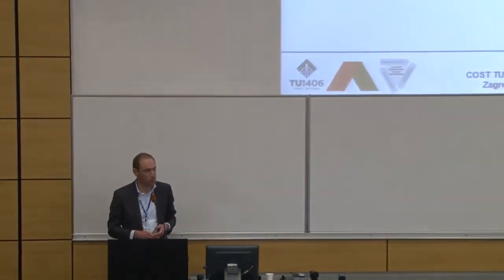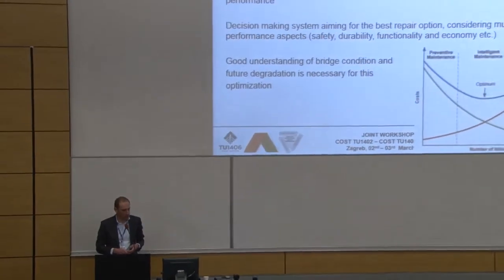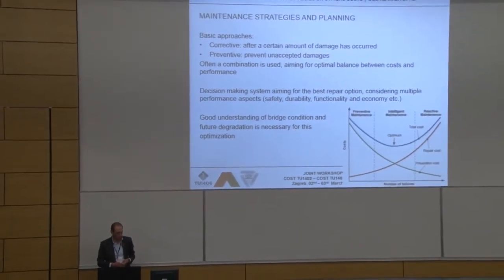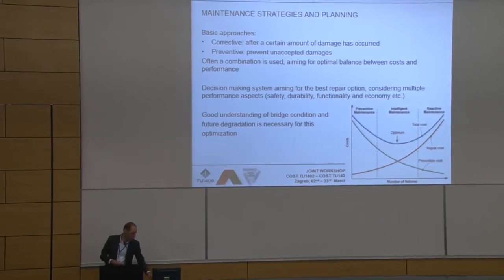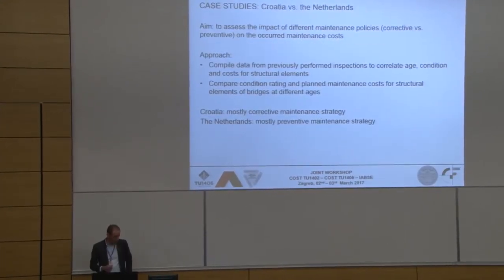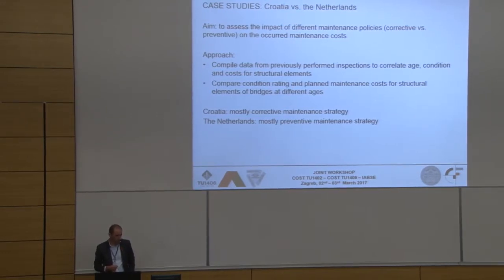To do so, of course, we need a decision-making system. So we need a way to collect the information and to consider the different repair options. And of course, like I said, we need a good understanding of the bridge condition and degradation processes. So what we did, we took two cases. And the aim was to get an understanding of the effect of different maintenance policies on maintenance costs. And maintenance cost here is only the cost for the owner of the bridge. So we did not include user costs or other societal costs, which could of course also be included in later stages.